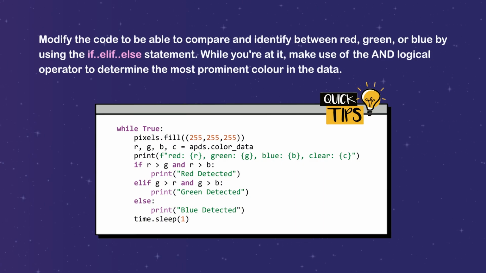Modify the code to be able to compare and identify between red, green, or blue by using if-else statement. While you're at it, make use of the AND logical operator to determine the most prominent color in the data.